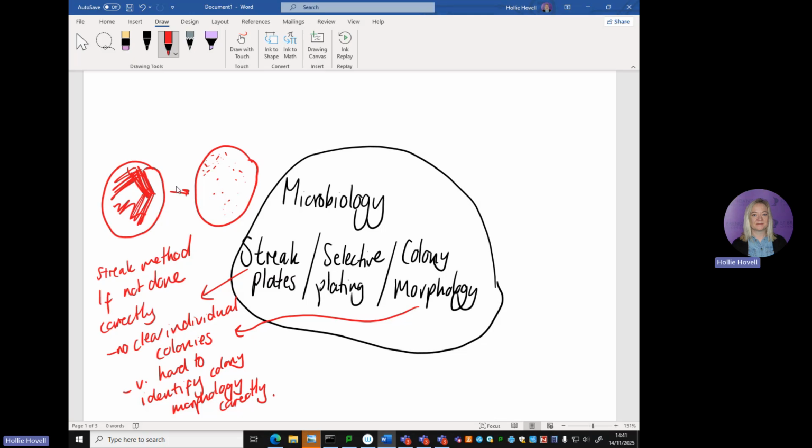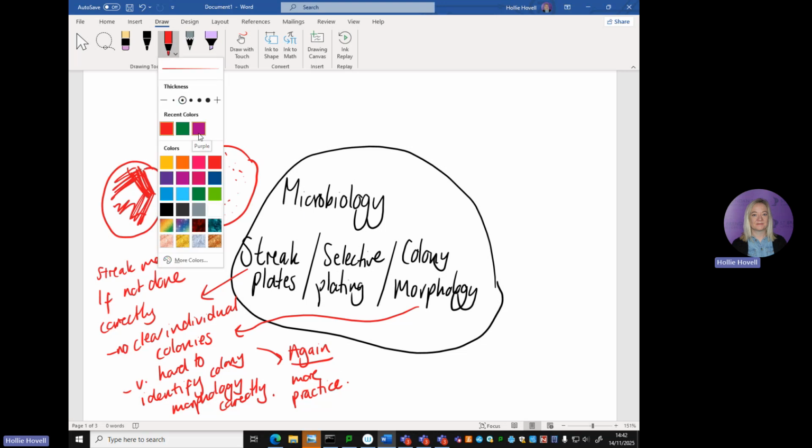Okay, but if we didn't do that streak plate correctly, then we've got too many bacteria in this middle section and the colonies all merge together and you can't look at the shape of them very clearly. So maybe the streak plating went wrong. Now, if you did it again to improve that, basically you need more practice. Okay, it's hard to see where you're putting the streaks, but you get the hang of it the more you do it. So it's just really a case of practicing.